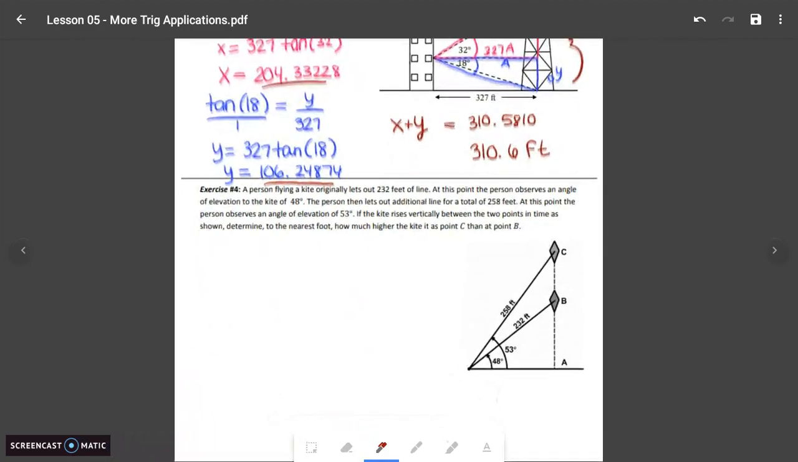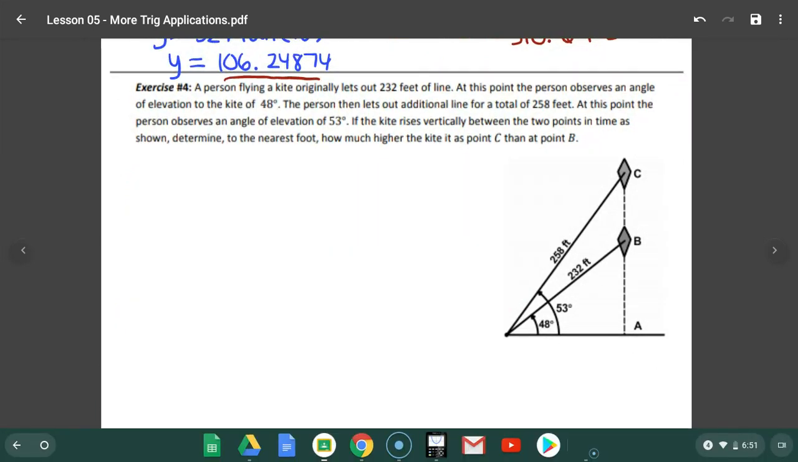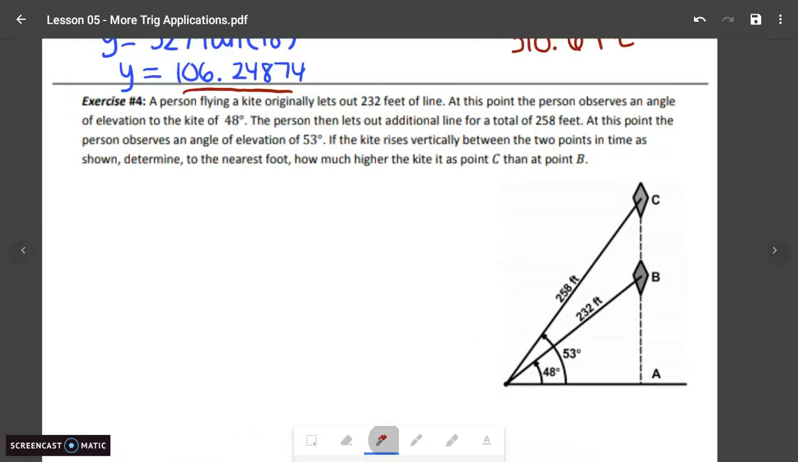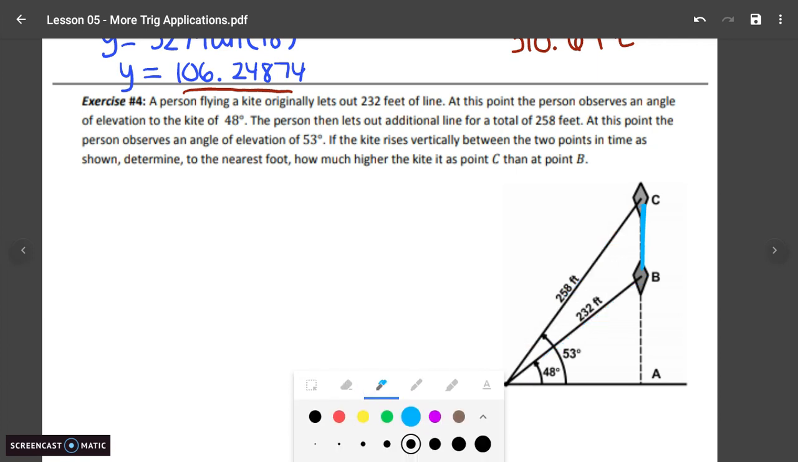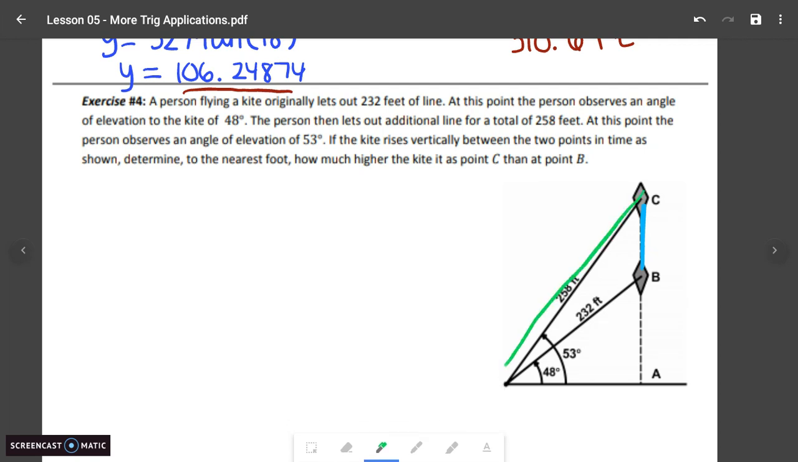Okay. And let's look at this final question together, exercise 4. We have a person with a kite, and they have let out more string. We have the angles of elevation shown, but we want to know how much higher the kite is at B than C. So we're looking for this piece here. But I can't find that because if I look, this isn't a right triangle. So what I'm going to have to do first is do the whole triangle and find this piece. And then I'm going to have to take this right triangle, and then I'm going to subtract this time.